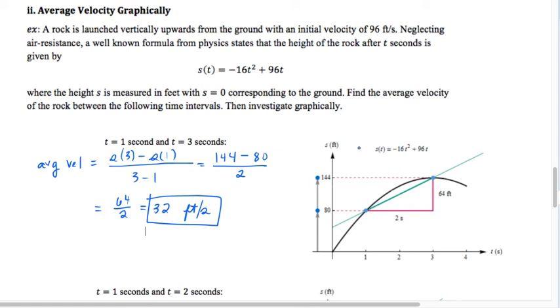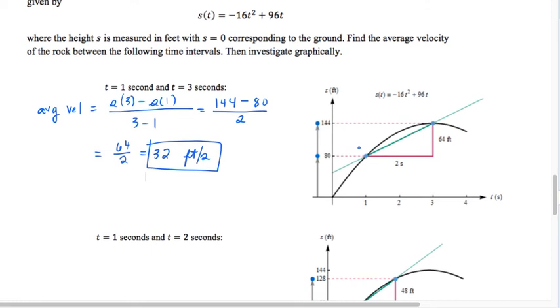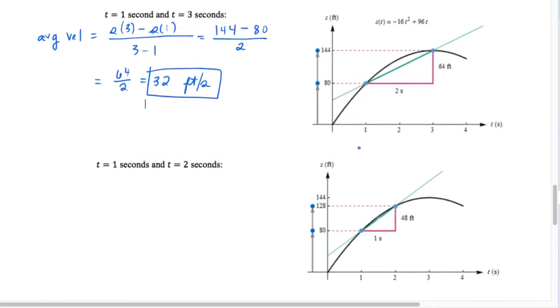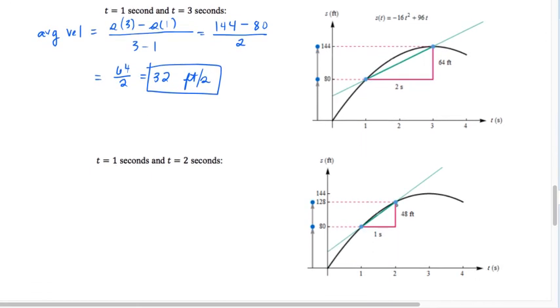Okay, so if we calculate the average velocity from 1 to 2 seconds, I think we'll get a faster average speed over that time interval. So that average velocity would be s of 2 minus s of 1 over the time interval, 2 minus 1. S of 2, we can just read off the graph here, is 128. S of 1 is 80.